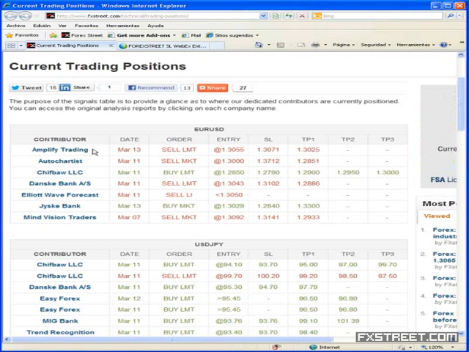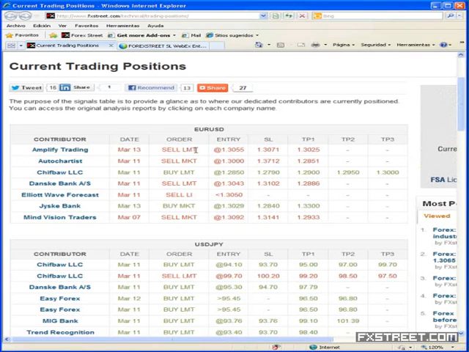where we can see on the left each contributor, and to the right we see a series of data pertaining to that particular position. We see the date. This is the date corresponding not necessarily to when the position was opened, but the most recent date we have any content from that particular contributor explaining or announcing that position, which is on the right side. Okay, we have the direction, buy or sell, and the type of order.